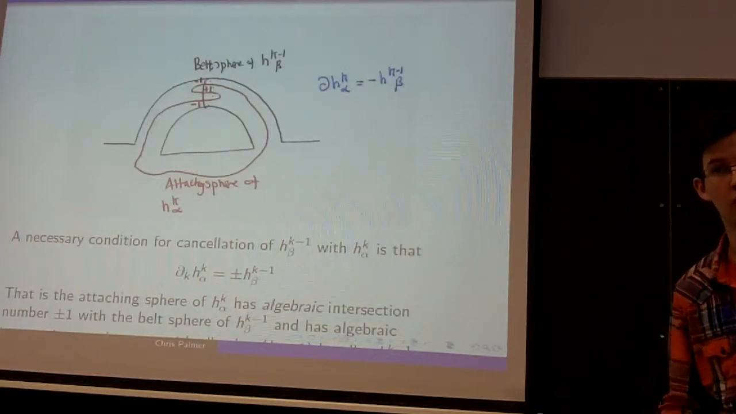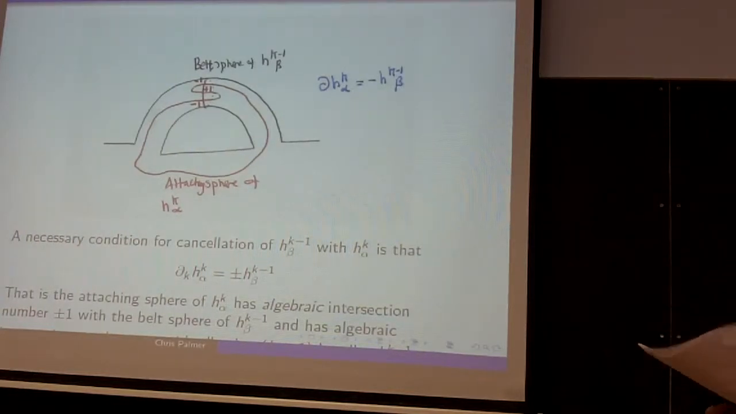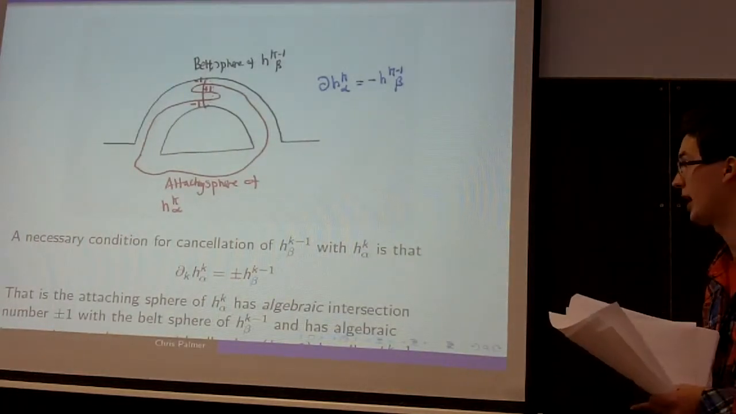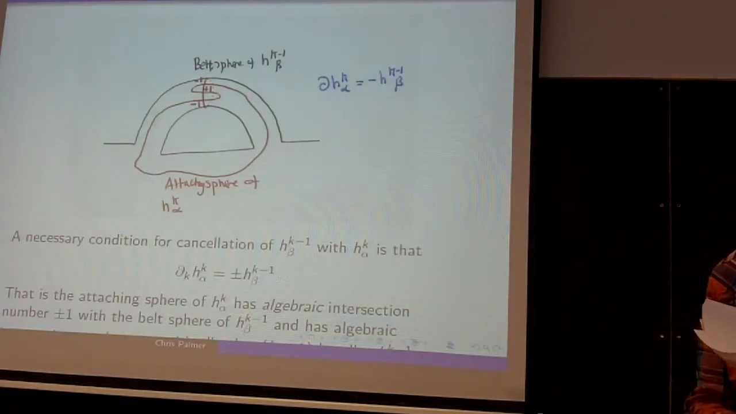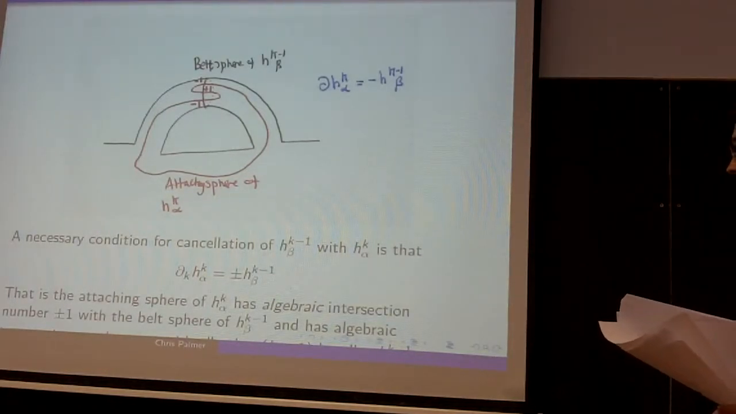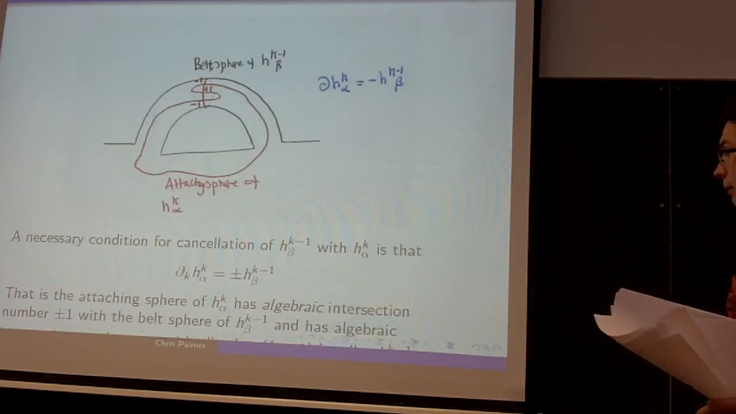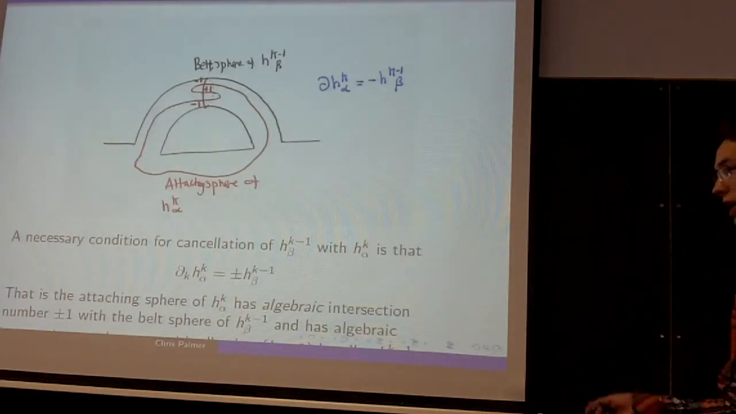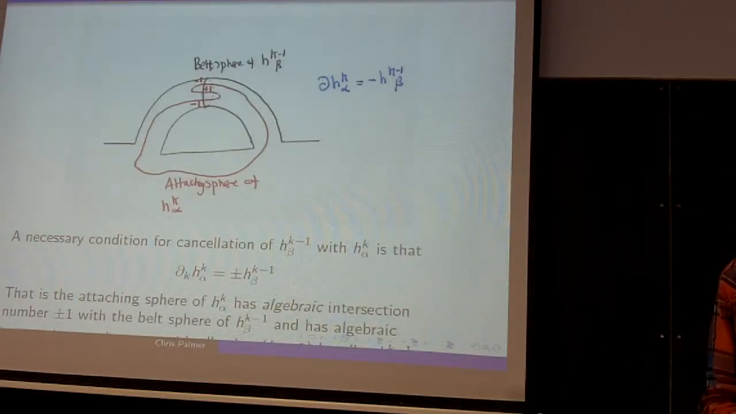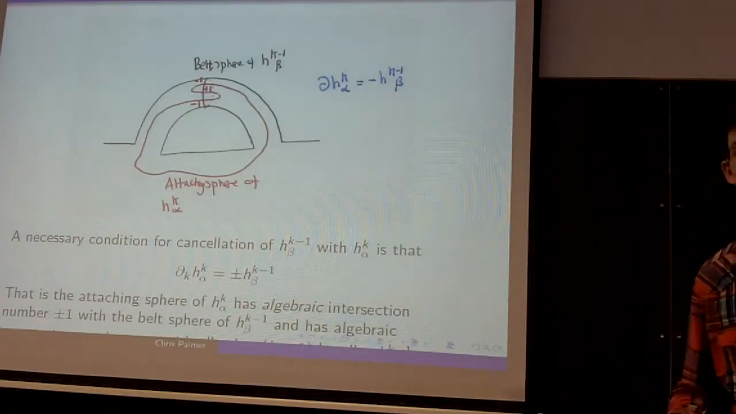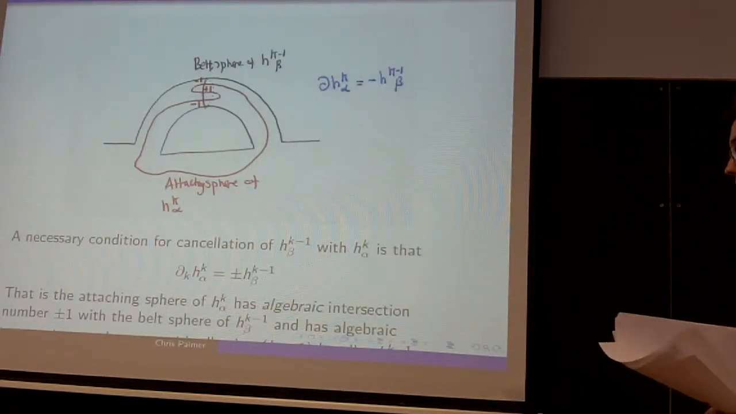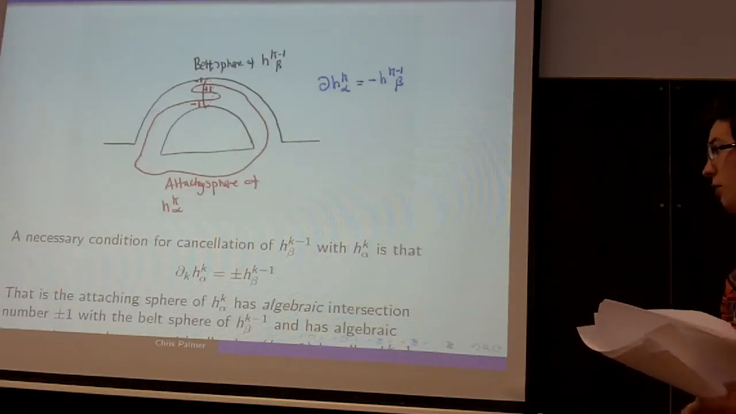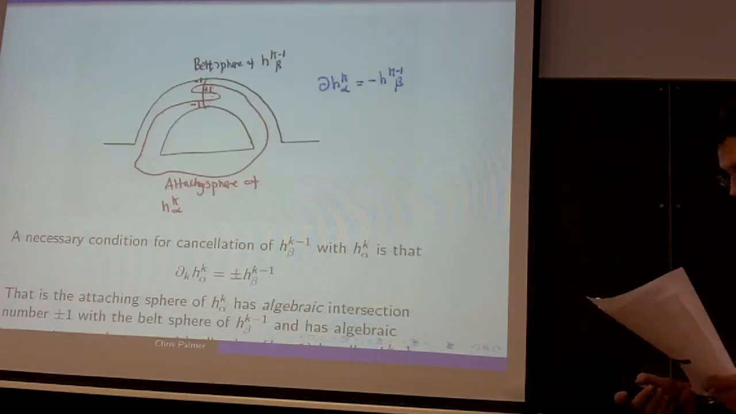So certainly a necessary condition for handle cancellation is that the boundary of the k handle should be plus or minus the k-1 handle, which is the same as saying the attaching sphere of the k handle has algebraic intersection number plus or minus 1 with the belt sphere of the k-1 handle.